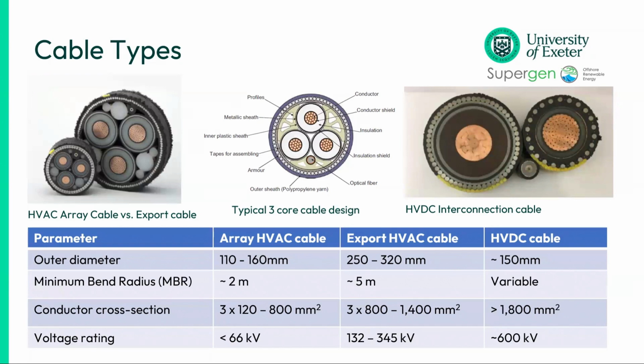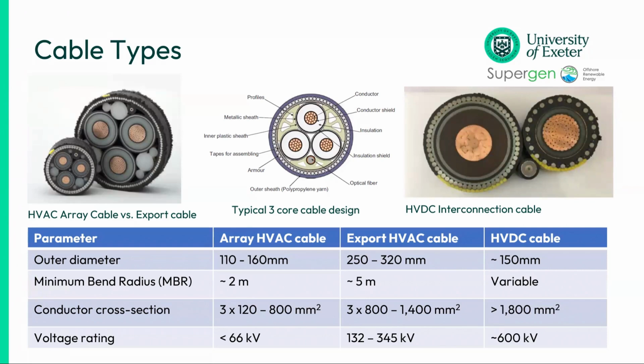In terms of the diameters, it depends a little bit where you are. So if you're inside, so we're talking offshore fixed wind, if you're inside the array, the inter-array cable has a smaller diameter, typically around 110 to 160 millimeter outer diameter. And you see some of the ratings there. In terms of what they can sustain, the minimum bend radius is really important. So those inter-array cables can go down to 2 meters.